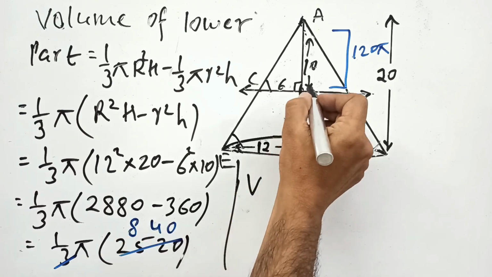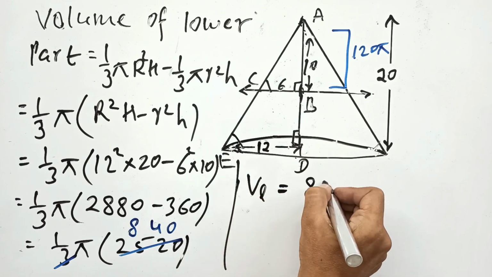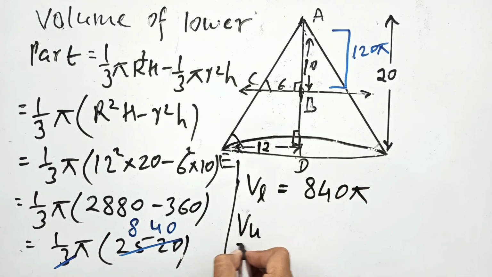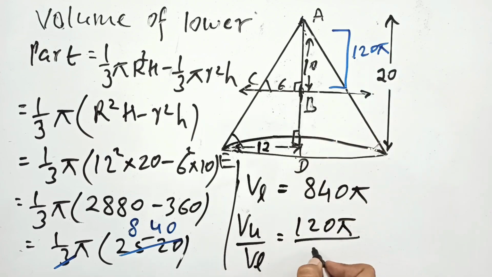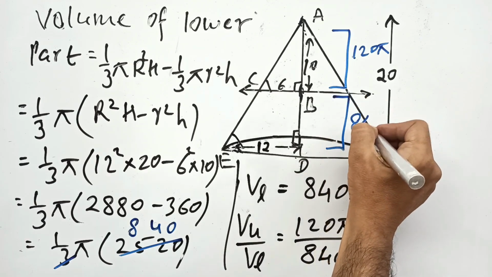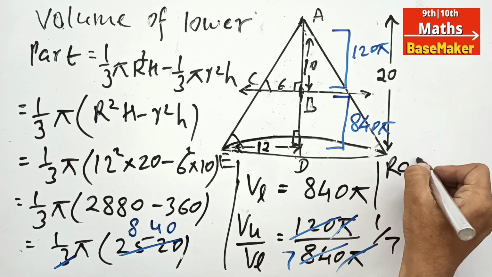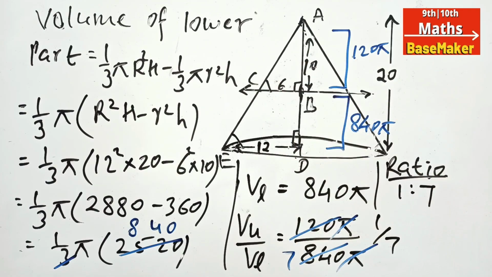So let us suppose this volume of the lower part is VL. It is coming 840 pi. So the ratio VU upon VL, meaning the volume of the upper part over the lower part, is 120 pi upon 840 pi. This pi cancels, and this is coming 1 upon 7. Ratio of the upper part and lower part is 1:7.